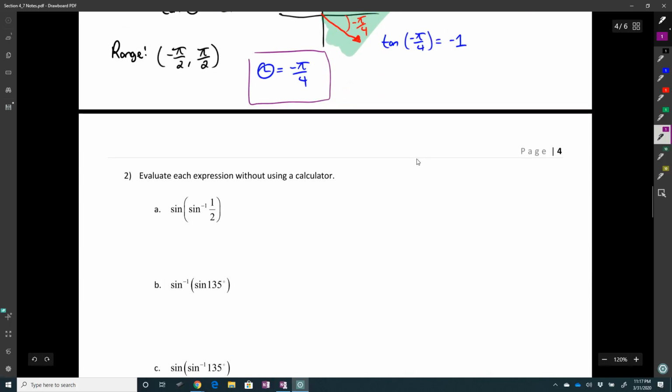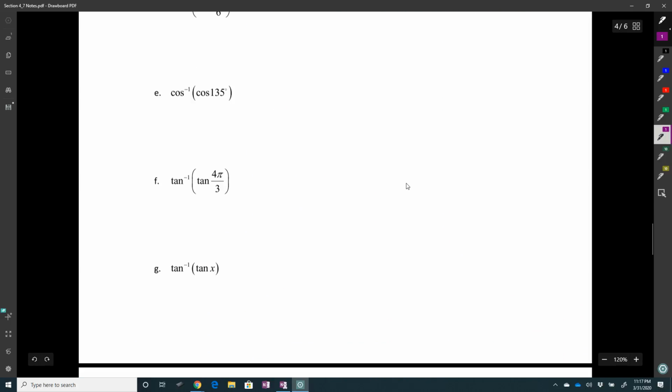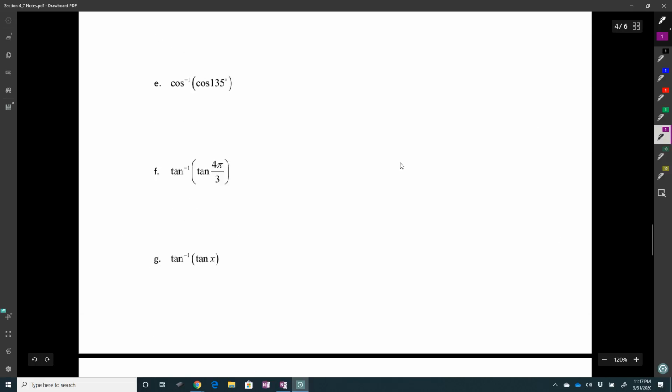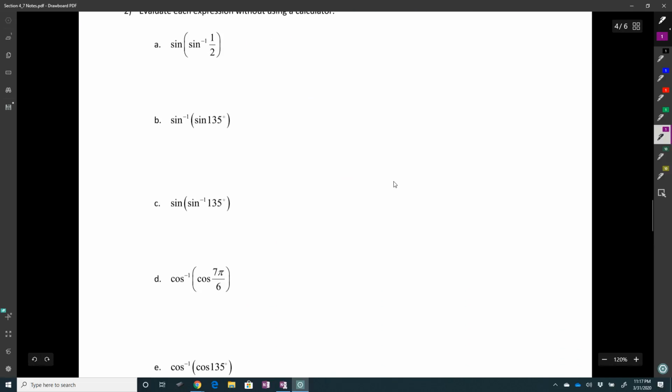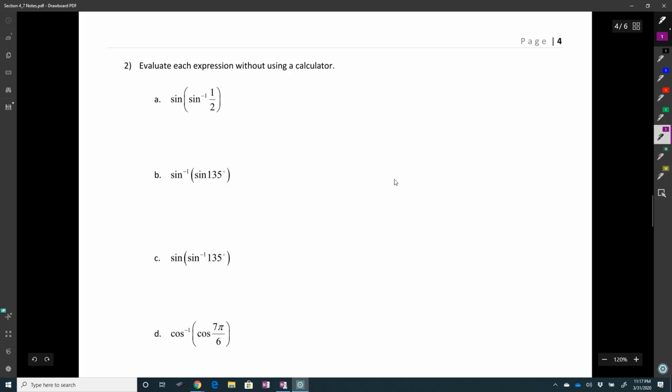All right, so for these next ones, I'm not going to do all of them. I'm going to do a couple of them, and then I'll leave y'all to do the rest, but let's start. Evaluate each expression without using a calculator. In math, it's really easy to see this and be like, oh, look, sine inverse sine cancels out. And usually that's true, but because of the weird domain range thing for trig functions, sometimes it's not. So you have to be careful.